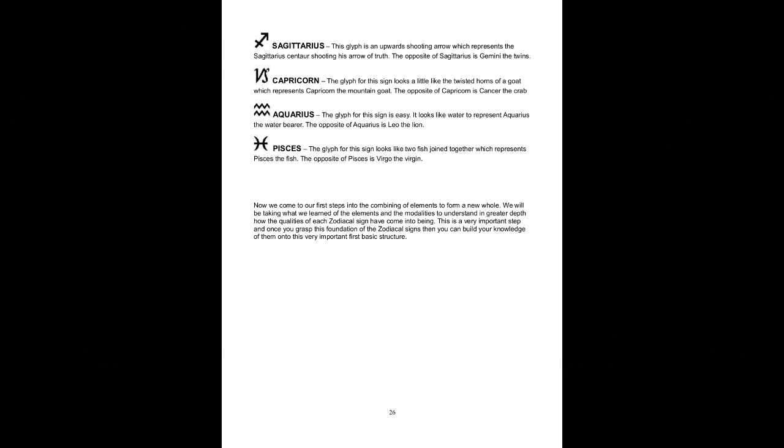Now we come to our first steps into the combining of elements to form a new whole. We will be taking what we learned of the elements and the modalities to understand in greater depth how the qualities of each zodiacal sign have come into being. This is a very important step, and once you grasp this foundation of the zodiacal signs, then you can build your knowledge of them onto this very important first basic structure.